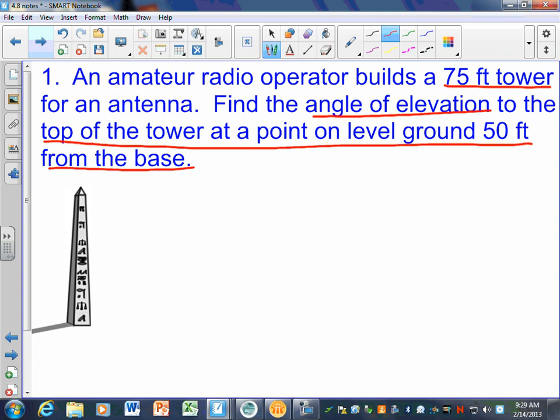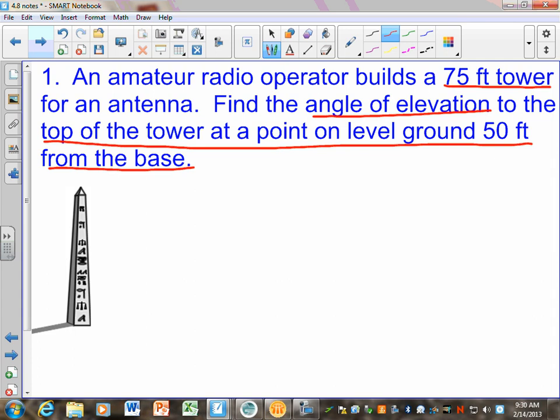And if you can draw your picture correctly, then it's all just about setting up the right trig function to solve for what's missing. And so that's why drawing the picture, I think, is the most important part. Because we've been doing sine, cosine, tangent for so long, I feel like you're probably going to be pretty good at setting these problems up. And then you just get to use your calculators. So we have 75 and 50. Those are the numbers that we should be using. We just want to make sure that we put them in the right spot.